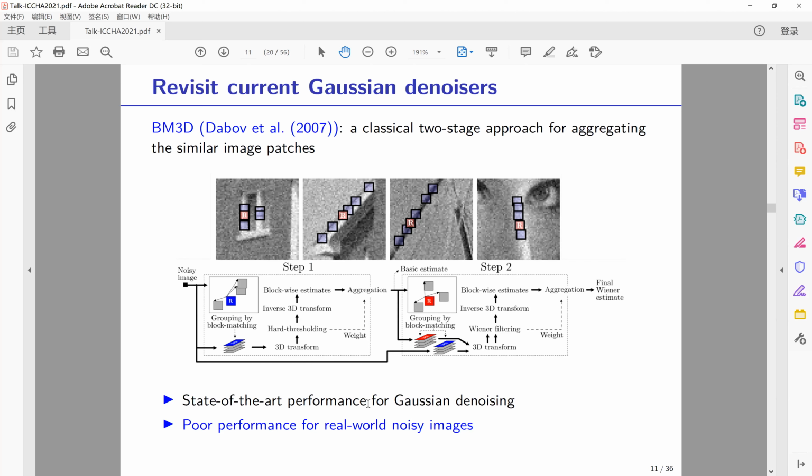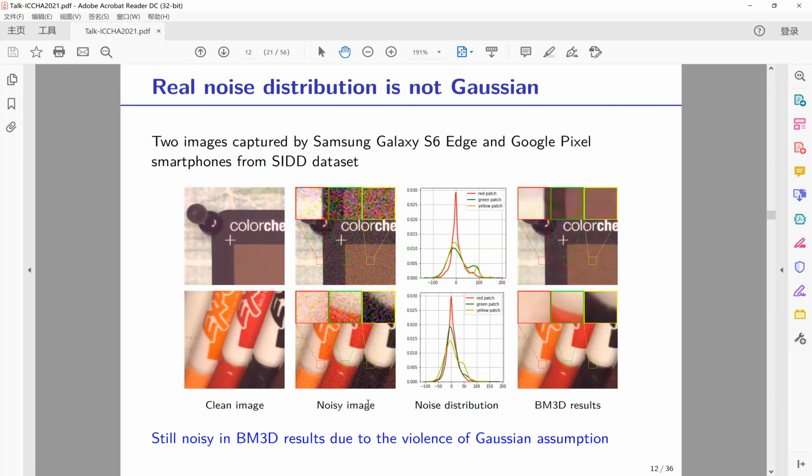However, this approach is not good for real-world images. Here are two examples. One is from a Samsung smartphone, and one is from a Google smartphone. Here the left column is the clean image, the second column is the noisy image, and the third column shows the noise distributions of these patches. Here we can clearly see that this noise distribution is not uniform and does not satisfy the Gaussian distribution.